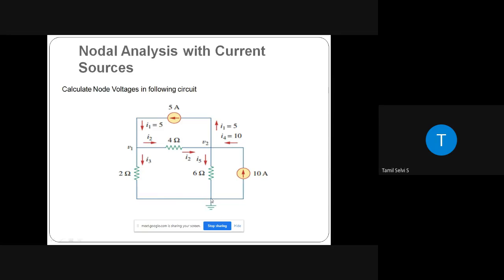See here, except this reference node, we have the two nodes V1 and V2. We have to apply the KCL law at this V1, then that equation will be changed by applying Ohm's law. Similarly, you can apply the KCL law at this node V2 and then change that by applying Ohm's law, then we have to change the equation there, right? So totally we are only forming two equations in this node, right?